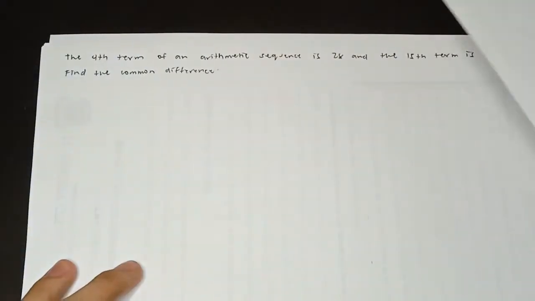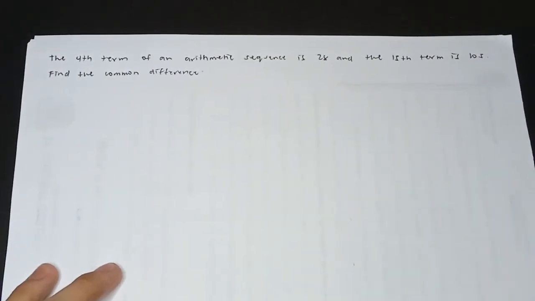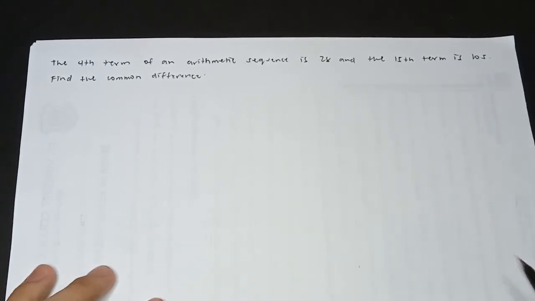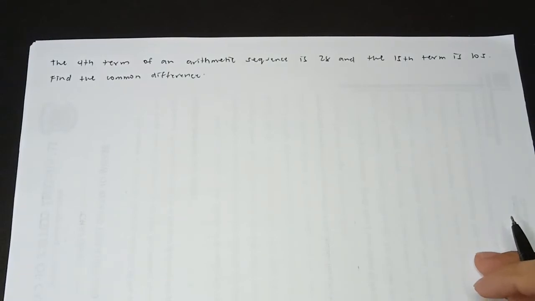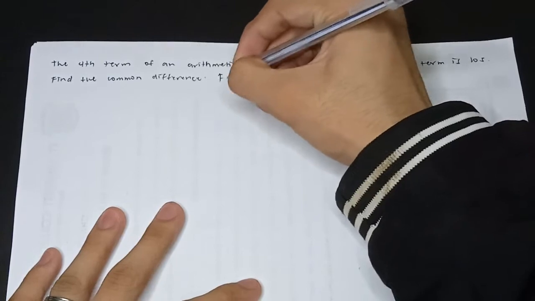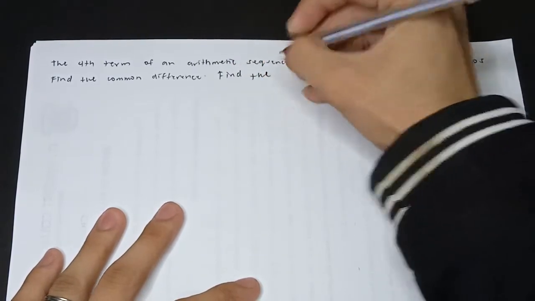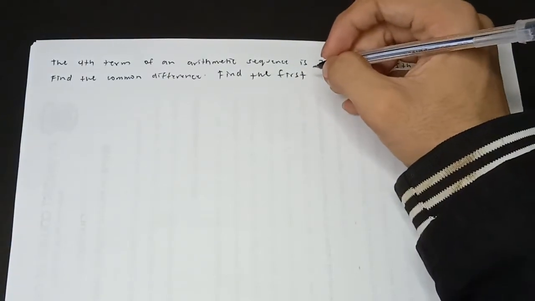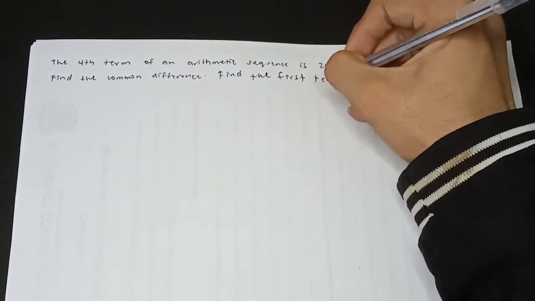Okay, so next problem naman tayo. This is the last problem natin for this topic. Okay, so the fourth term of an arithmetic sequence is 28 and the 15th term is 105. Find the common difference. Pero ang pangit naman kapag common difference lang hahanapin natin, dagdagan pa natin. Find the first term. Since this is the last problem, dalawahin na natin. Find the first term.